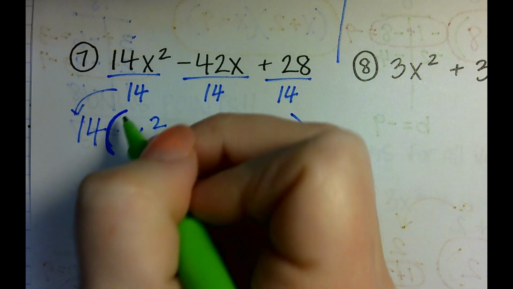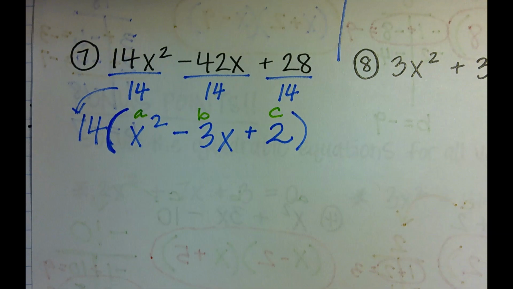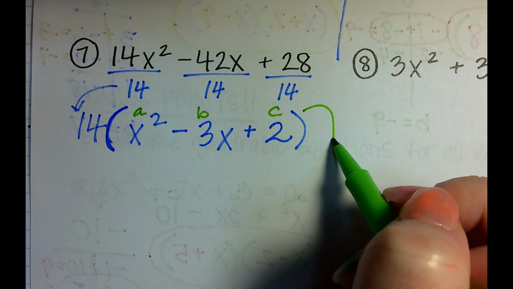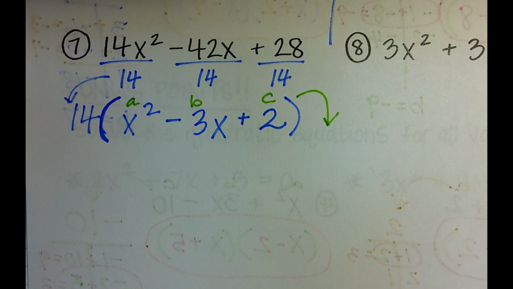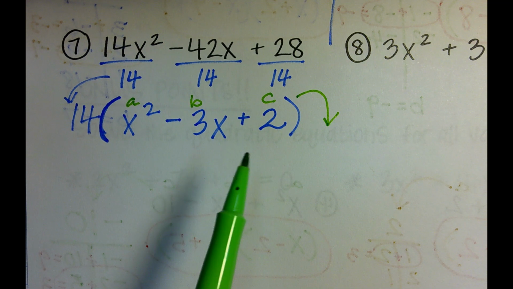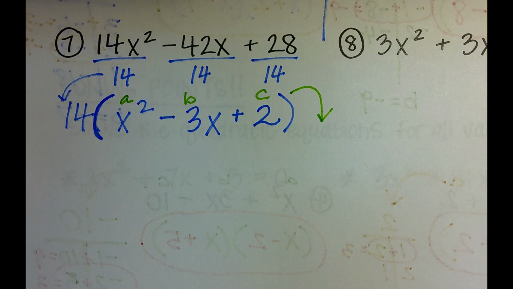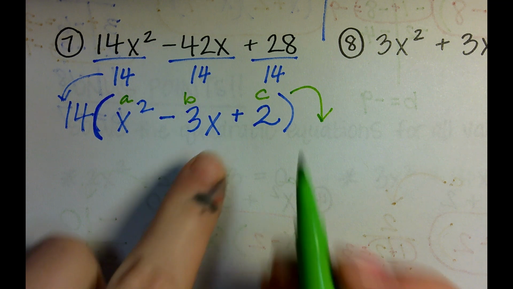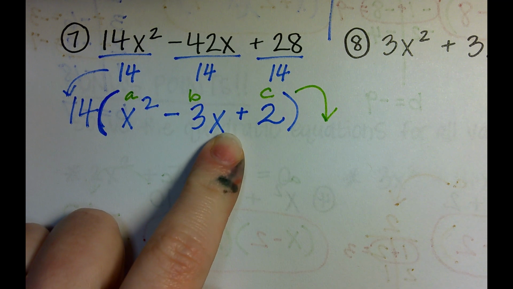So, our A is 1, our B is -3, and our C is +2. So what do we do next? Let's think about it. We have a positive 2, so we need to think about what numbers I can multiply together to get a positive number. If I do a negative times a positive, I will get a negative number. I need it to be a positive number, so they have to have the same sign, right?